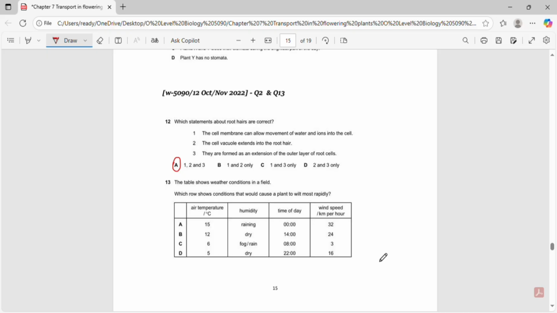This combination of dryness, warmth, and air movement will create a steep concentration gradient for water vapor, as well as remove the humid air surrounding the leaf surface. These are the conditions most likely to cause rapid water loss and therefore wilting. So the correct answer is row B.